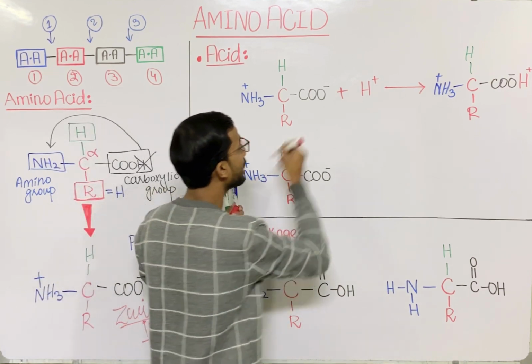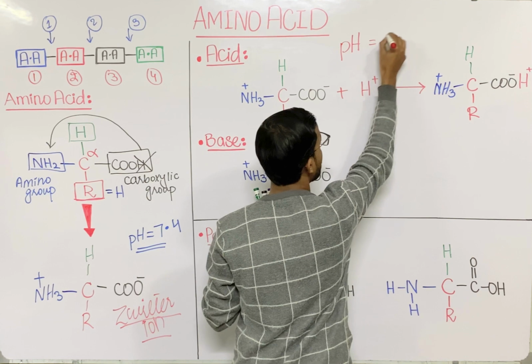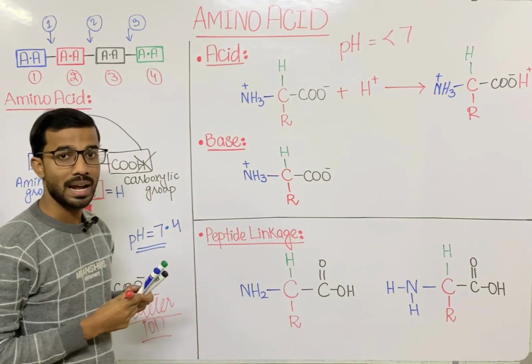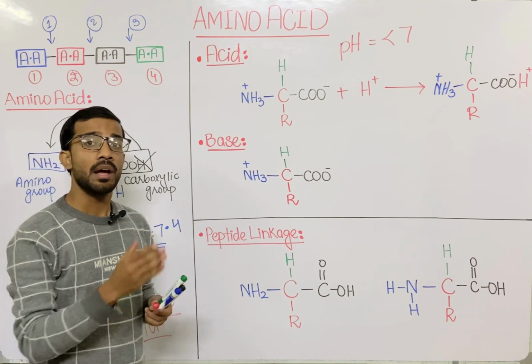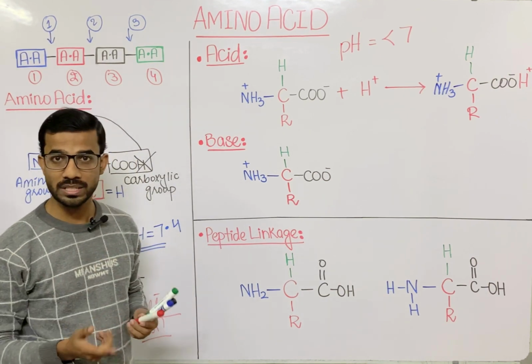It means that in that case the pH will be less than 7. At 7 you will see neutral, below 7 you will see acidic pH, and above 7 you will see basic.